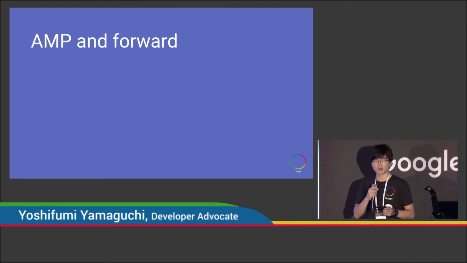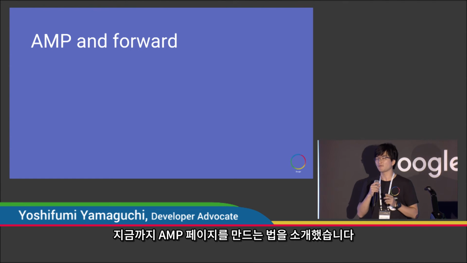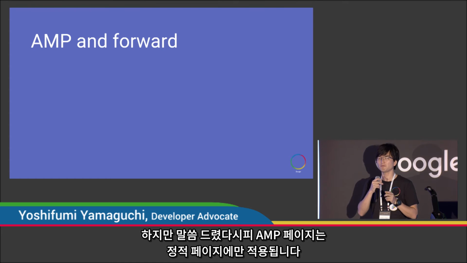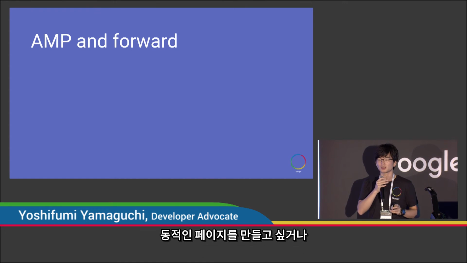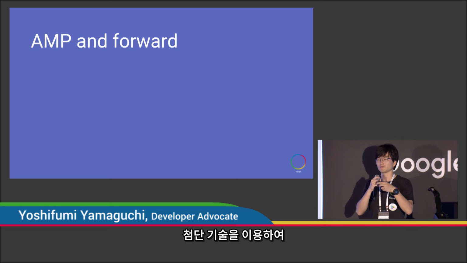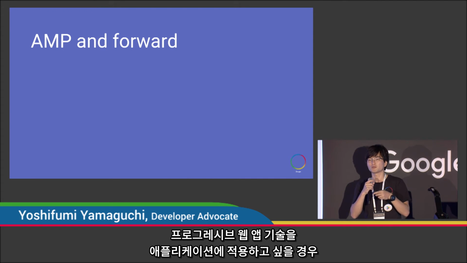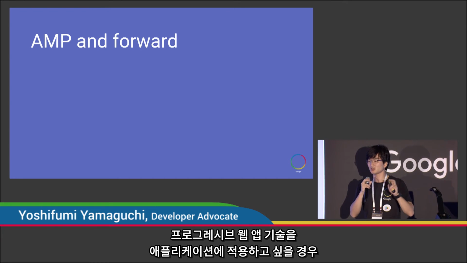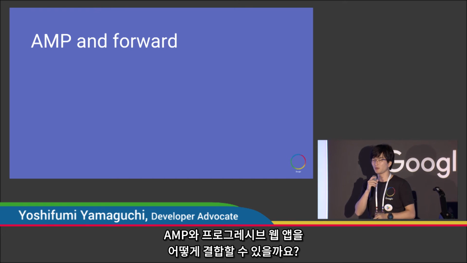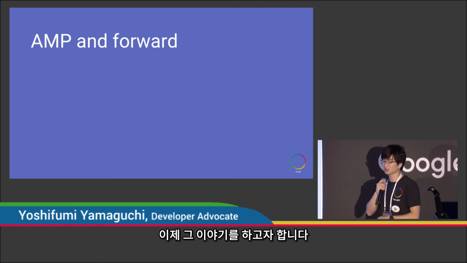So far I have introduced what AMP is and also how to make AMP pages. But AMP pages, as I said, are for static pages. So if you are creating more dynamic pages, or if you are using progressive web app-like technologies in your application, how can you combine PWA and AMP? This is the topic.